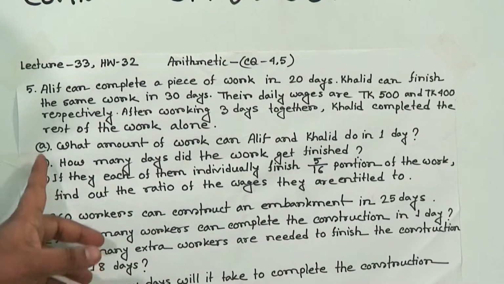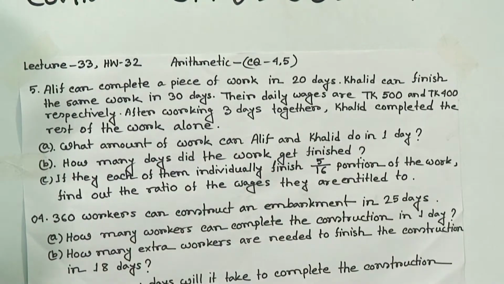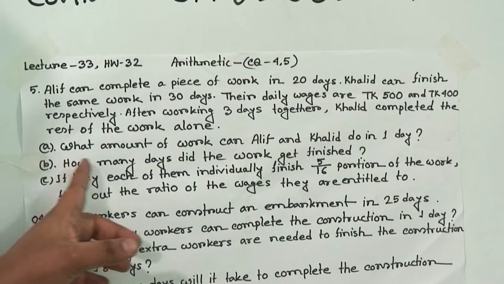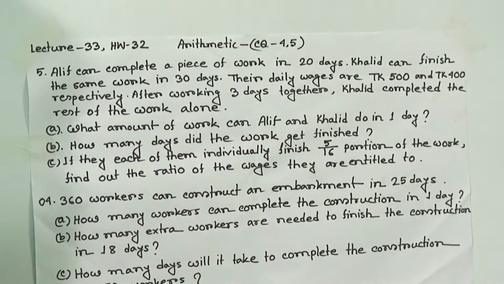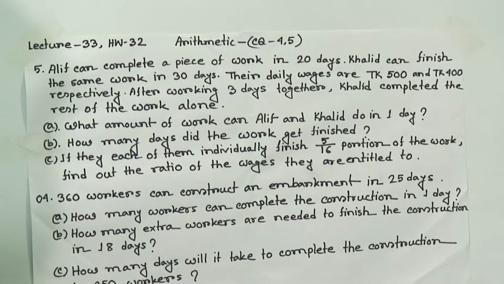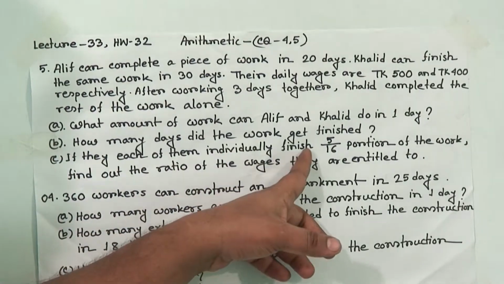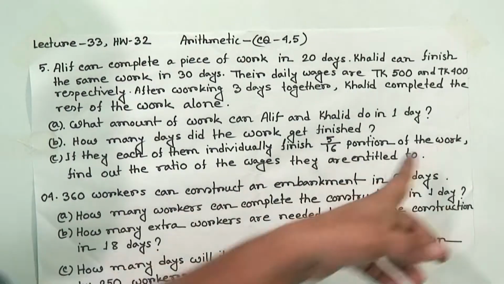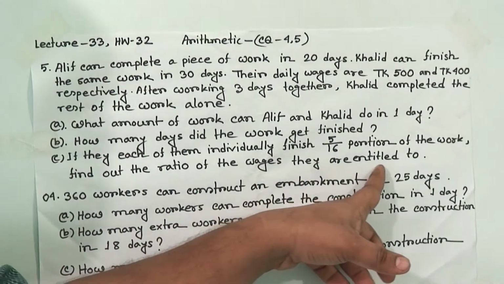Question A is, what amount of work can Alif and Khalid do in one day? Okay. Question B, how many days did the work take to finish? That means the total work needs how many days to complete. Question C, if each of them individually finishes 5/16 portion of the work, find out the ratio of the wages they are entitled to.